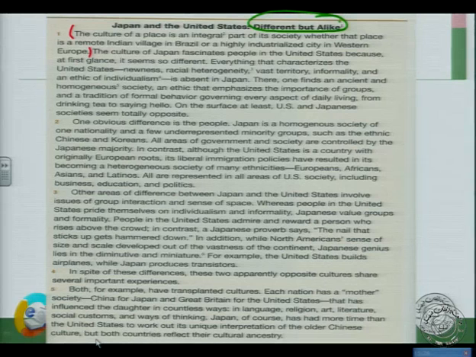Now let us read the thesis statement. Where is the thesis statement? We need to look at the last part of this introduction paragraph. On the surface, at least, US and Japanese societies seem totally opposite. So, the general statement was talking about the culture of a place. The thesis statement, at the end of the introduction paragraph, says, on the surface at least, US and Japanese societies seem totally opposite. And from the thesis statement, I can guess what the body paragraphs are going to talk about.